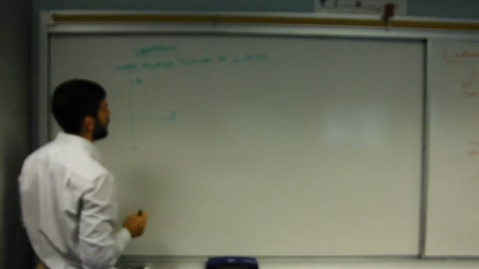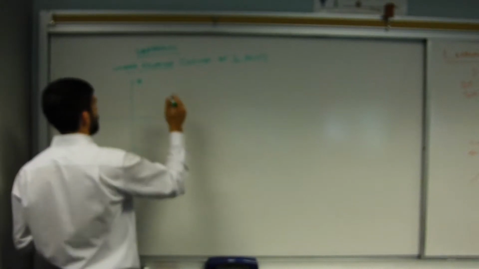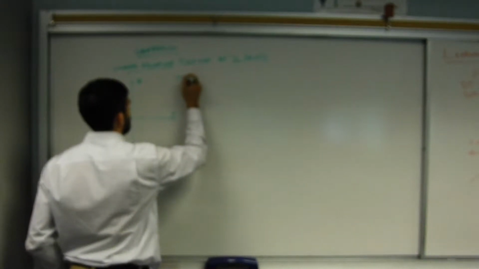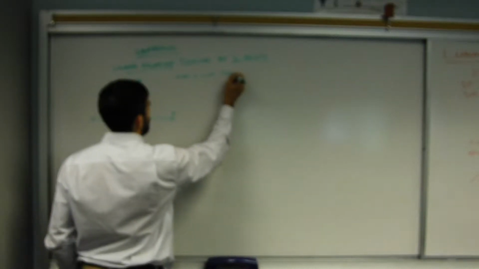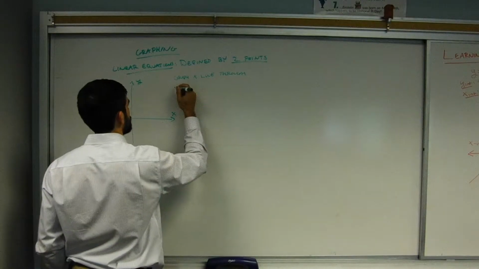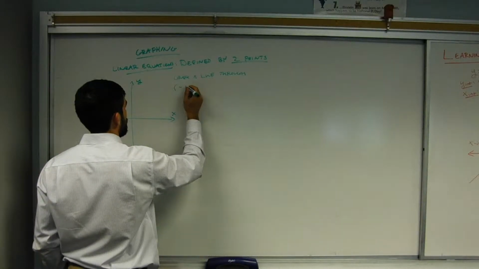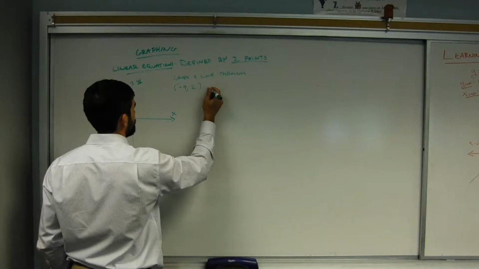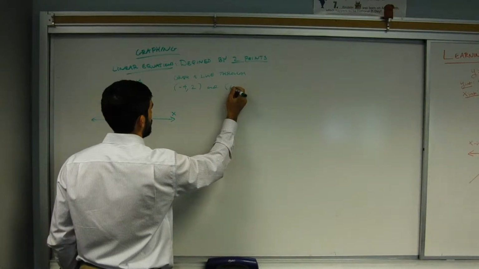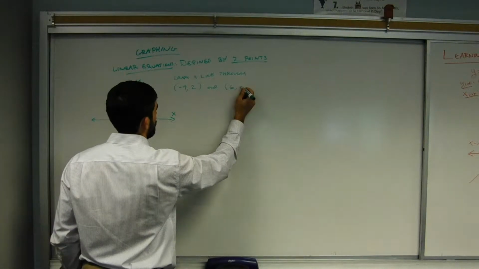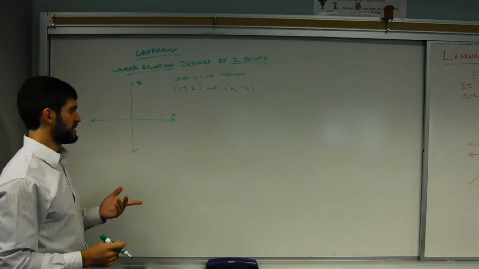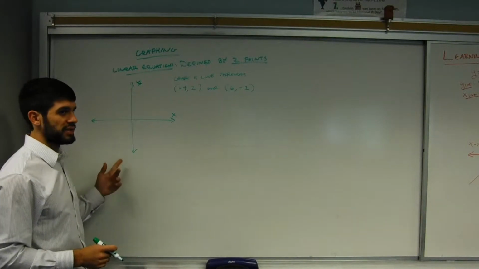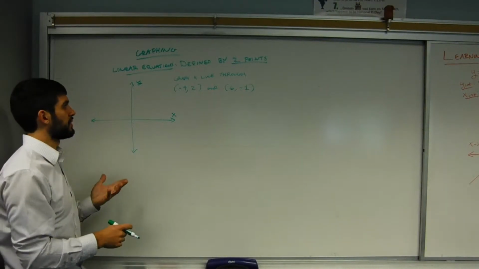Suppose a question we could be asked would be: graph a line through the points, let's say negative 4, 2, and 6, negative 1. So all we have to do to graph a line through those points is plot both of those points and then just draw a line through it.